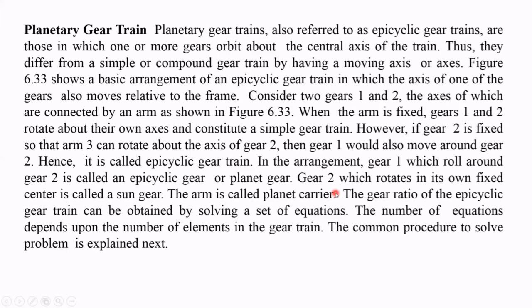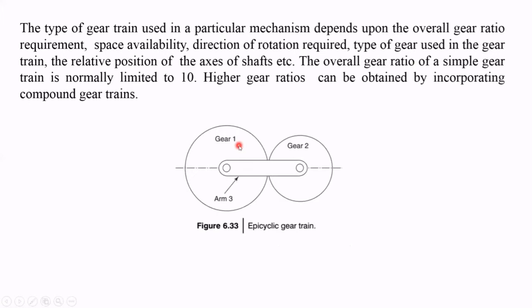The last one is the planetary type gear train, also referred to as the epicyclic gear train. Here we have three parts: gear 1, gear 2, and an arm, called the planet arm. We have two arrangements. One is we can fix the arm, and the other is we can fix gear 1. If you fix gear 1 and gear 2 rotates around gear 1, gear 1 is like a sun and gear 2 is like a planet revolving around the sun.